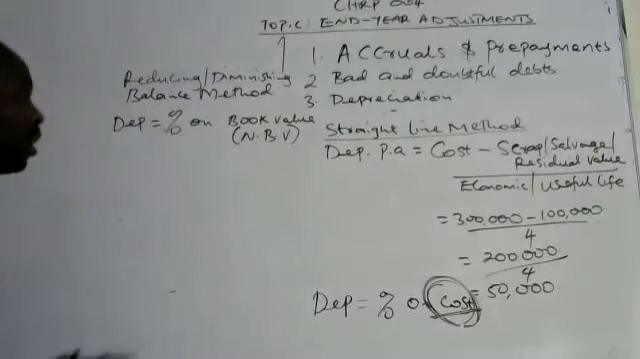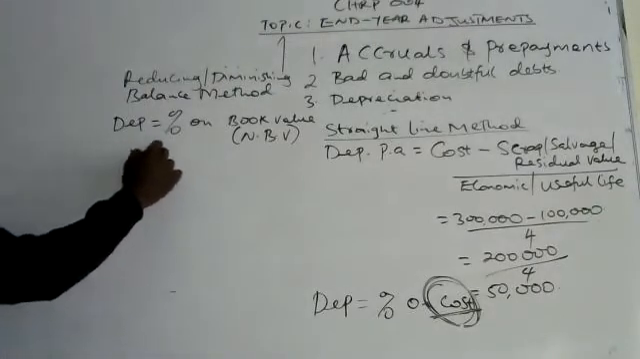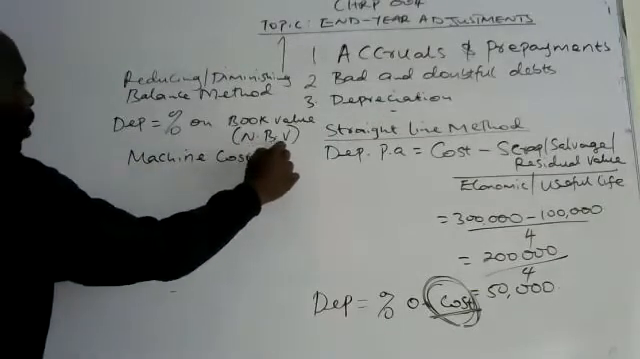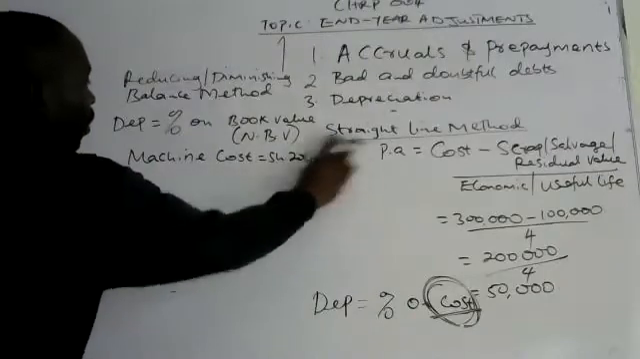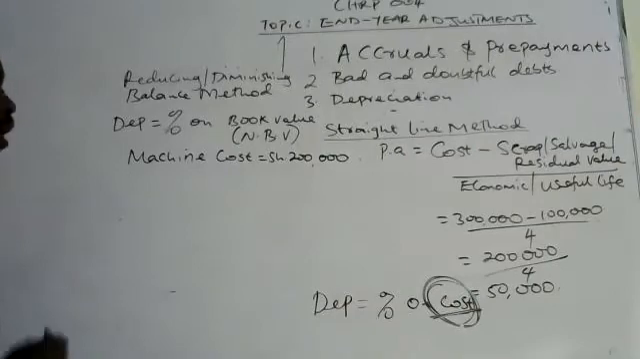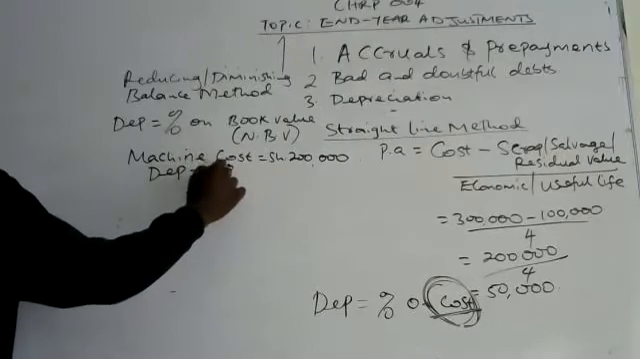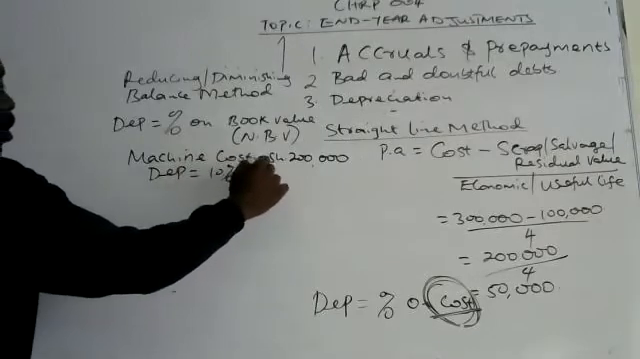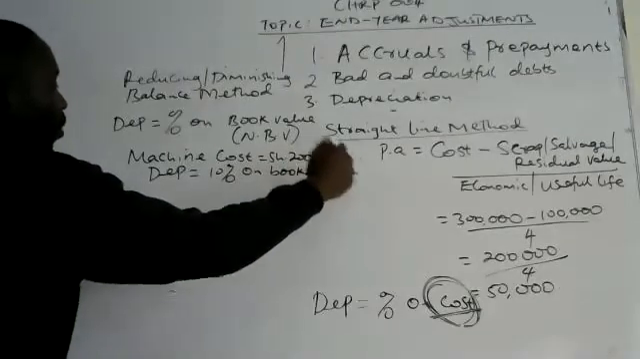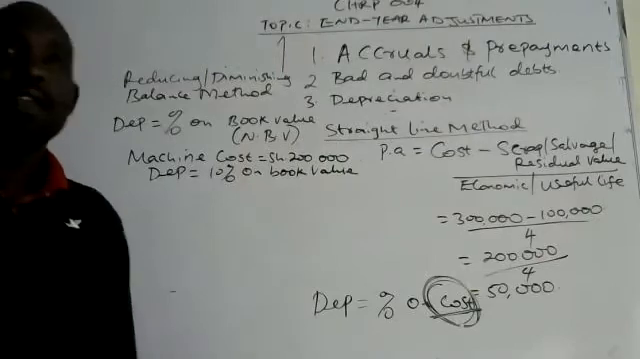So a good example we can say is this. If we have a machine, cost is equal to shillings 200,000. Then depreciation is given as 10% on book value. They can tell you 10% on book value or net book value, or 10% on reducing balance basis. It is the same.